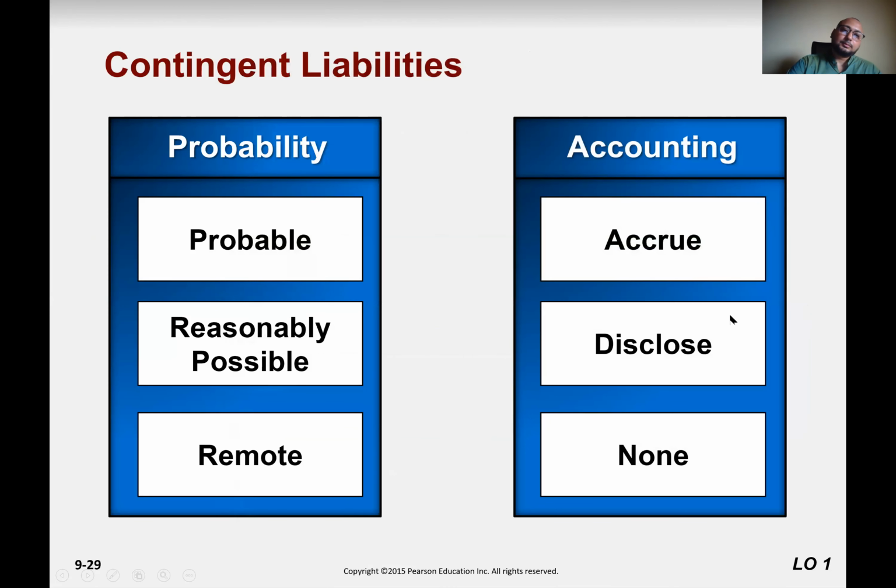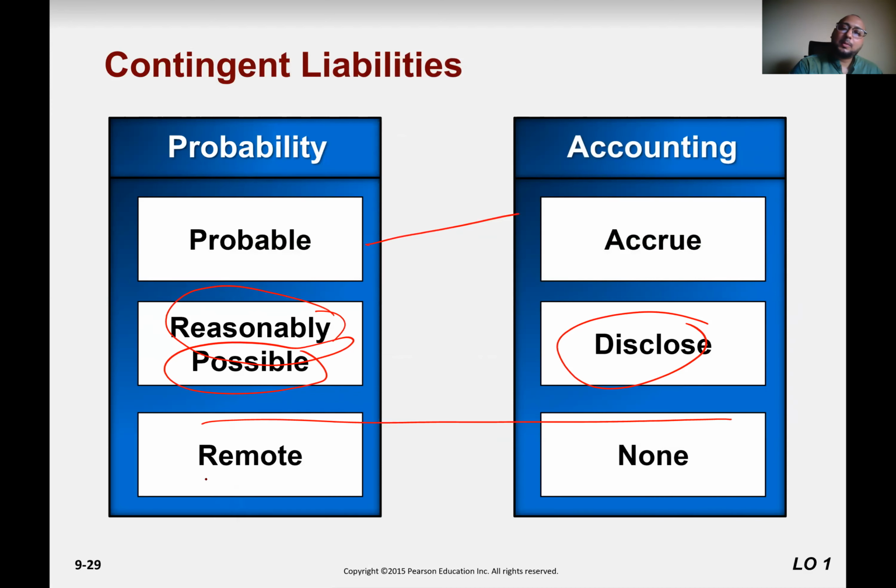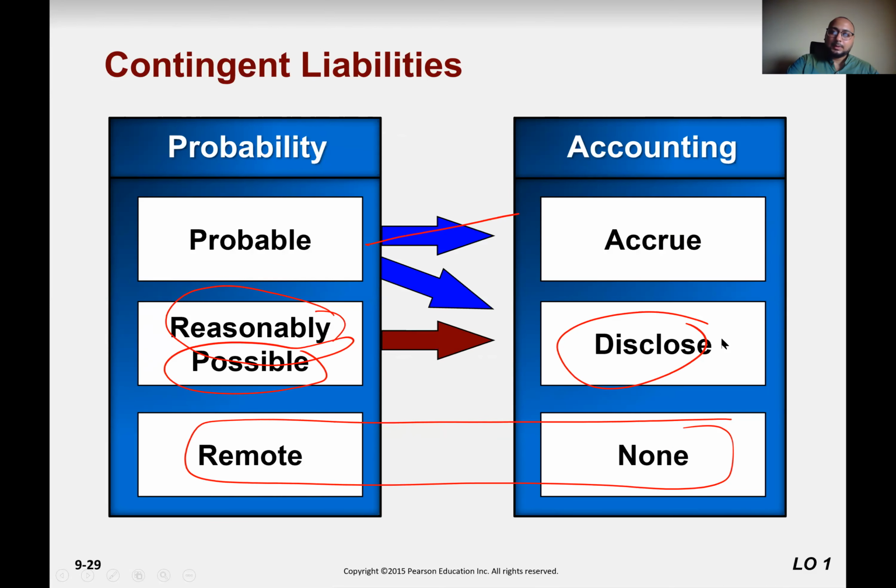So how are we going to record it? If the probability chances are high, we record it. If it is reasonably possible that we may lose or may not lose, then we just disclose it in the notes of the balance sheet. If chances are remote, then we ignore that one, right? So if chances are high, we record it and also disclose it.